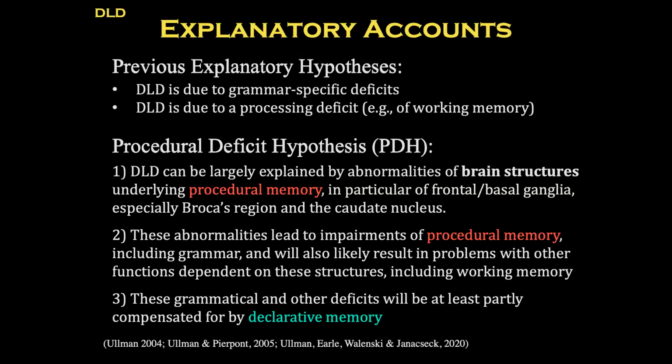So according to the PDH, the procedural deficit hypothesis, DLD can be largely explained, so it's a brain anatomically based hypothesis, by abnormalities of brain structures underlying procedural memory, in particular frontal basal ganglia structures, especially Broca's region and the caudate nucleus, which underlie grammar as procedural memory underpinnings. These abnormalities will, of course, lead to problems with procedural memory, including grammar, but also, again, this is a misunderstanding sometimes, problems with other functions that depend on these structures, including working memory. Remember, I mentioned the caudate nucleus also underlies working memory and attention.